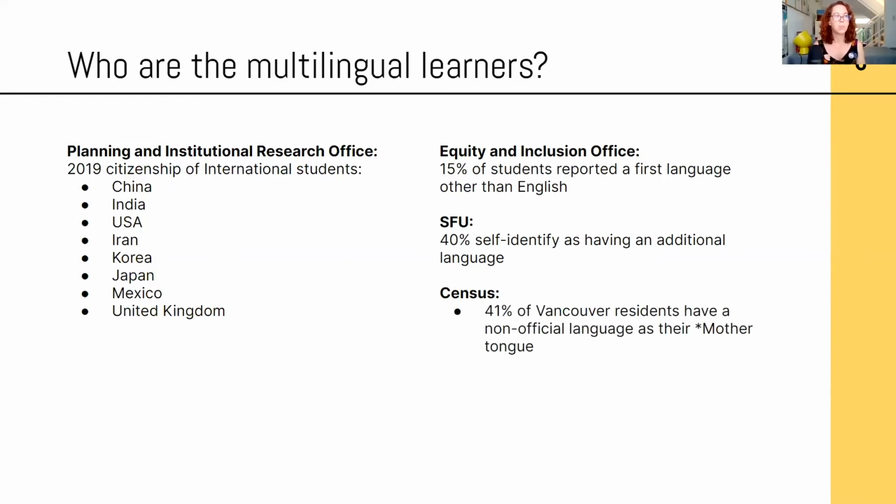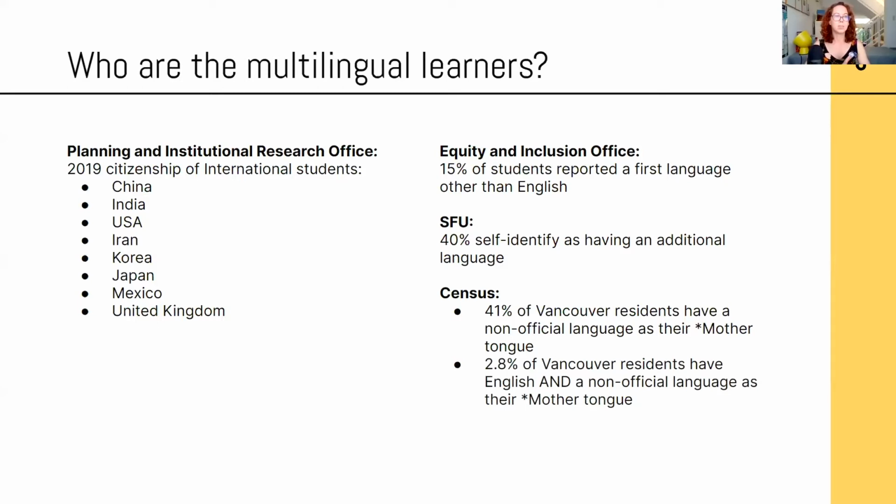So 41% of Vancouver residents have a non-official language as their primary language, as their first language. As their mother tongue, so to speak. This means that a lot of people are coming in, and lots of domestic and local students might also be multilingual. And importantly, 2.8% of Vancouver residents have English and a non-official language as their primary languages.